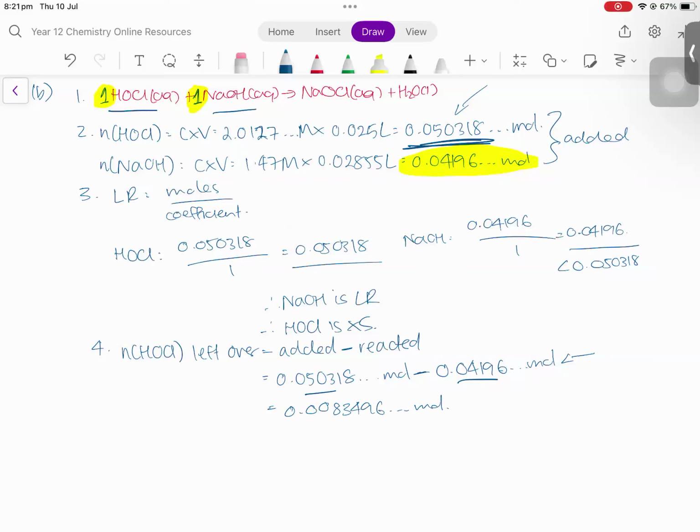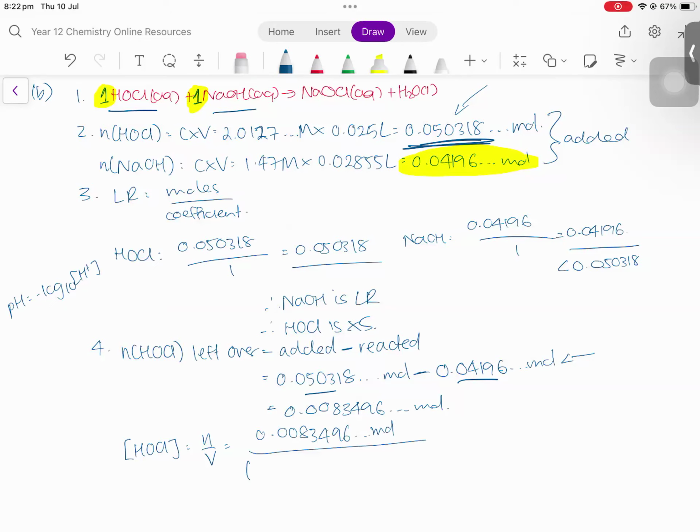0.0083496 mole. Thank you. That's the amount that will actually affect pH at the end of the day. However, if we quickly recall your pH equation, pH doesn't take in moles, pH takes in concentration. So this is the moles left over, that's fine and good. I'm going to convert it to a concentration now. 0.00839496.